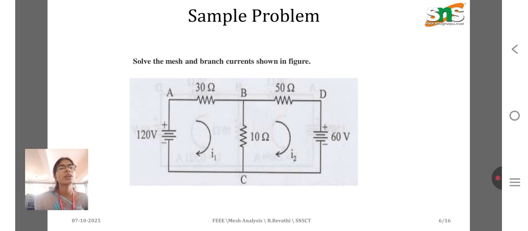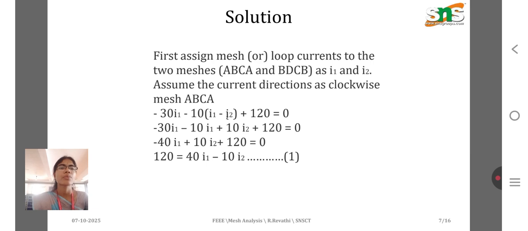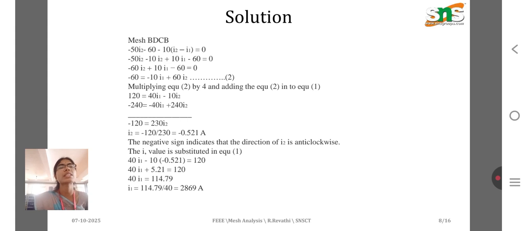If we need to find the branch current of the circuit, I naught is equal to I1 minus I2. So we find I1 and I2, and subtracting these two we can get the branch current in the circuit. This is what I said in the previous slide. Equation 1 is 120 equal to 40 I1 minus 10 I2. Solving the second equation, we get minus 60 equal to minus 10 I1 plus 60 I2.